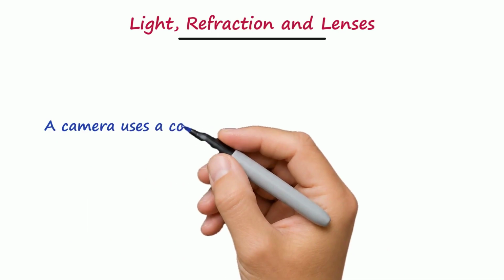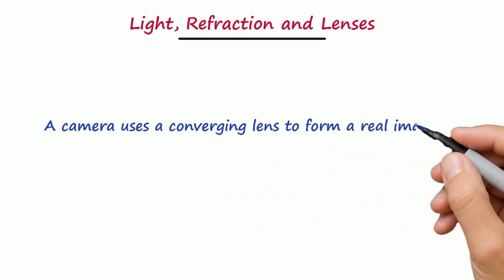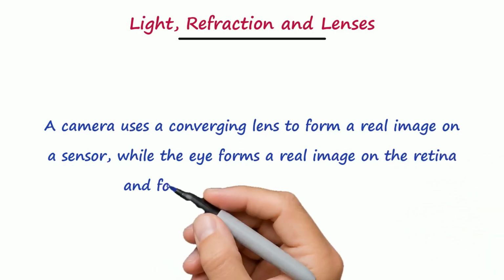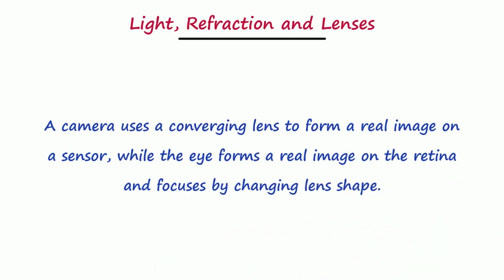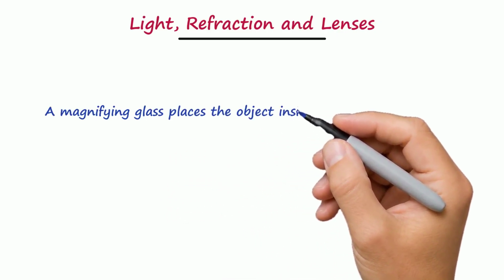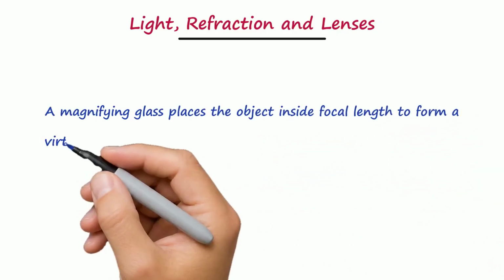A camera uses a converging lens to form a real image on a sensor, while the eye forms a real image on the retina and focuses by changing lens shape. A magnifying glass places the object inside the focal length to form a virtual magnified image.